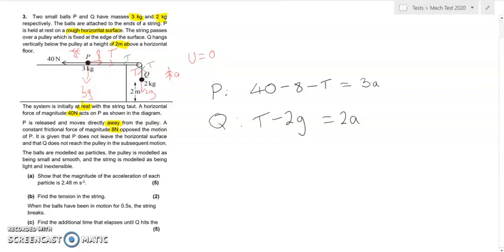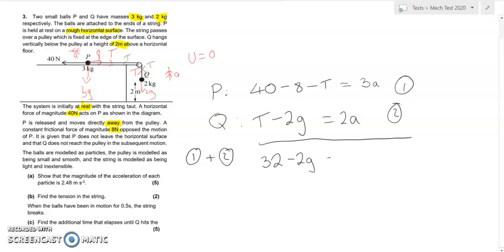And then you're told to solve for acceleration. So the other unknown in this is T, so we want to remove T, and the best way to do that is to add them together. So equation number 1 plus equation number 2. And that's going to give me 32 minus 2g, and that's equal to 5a.